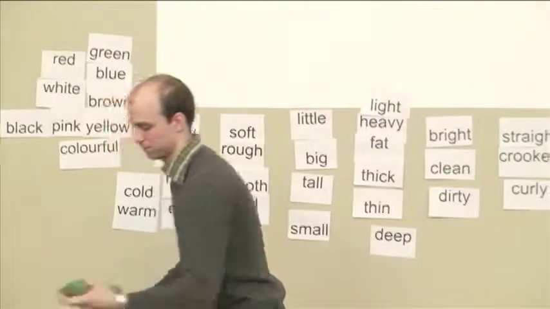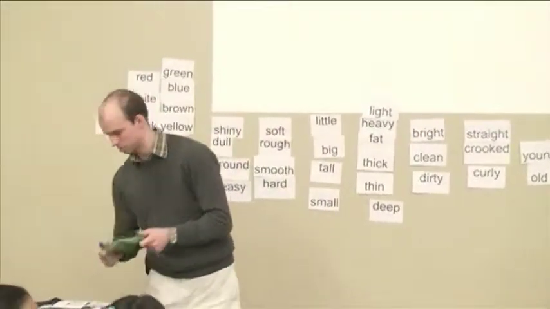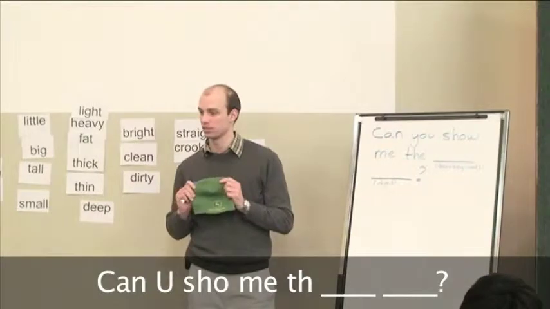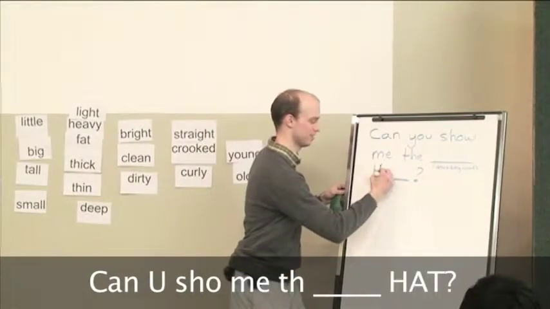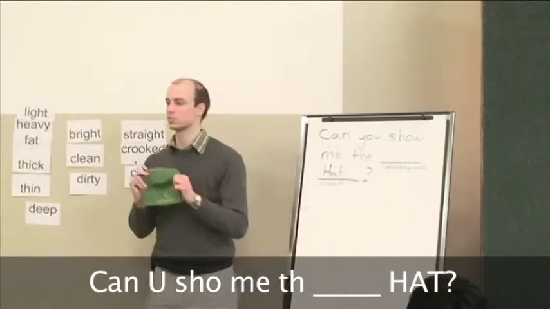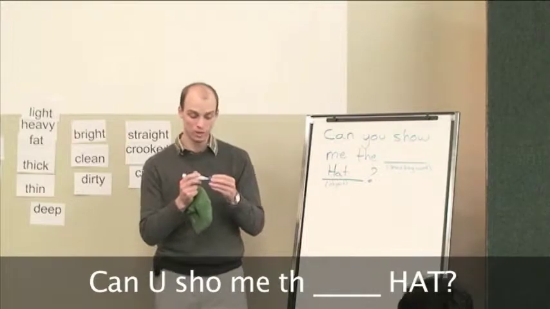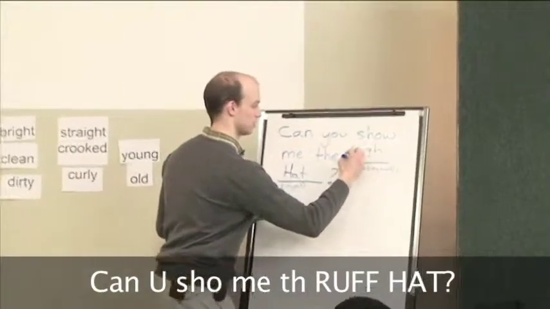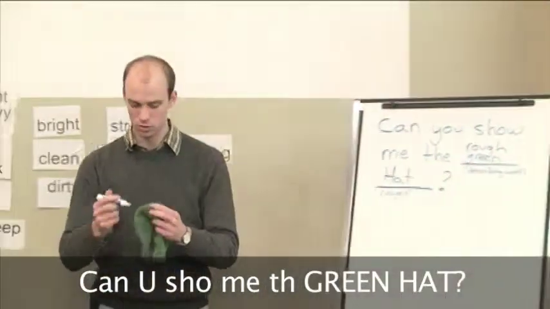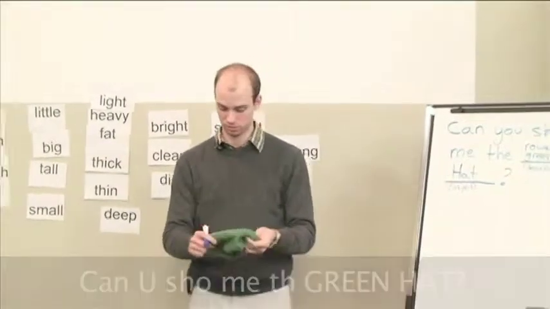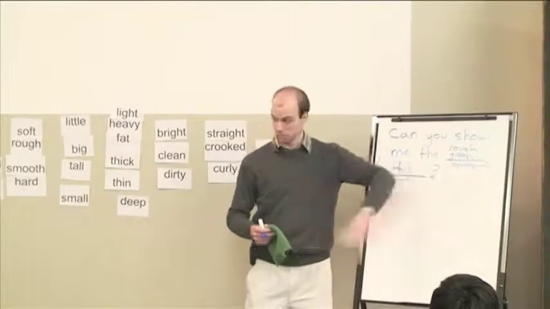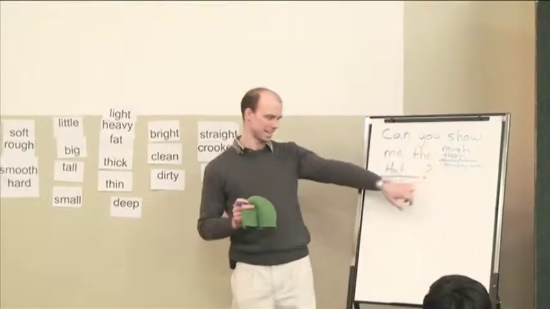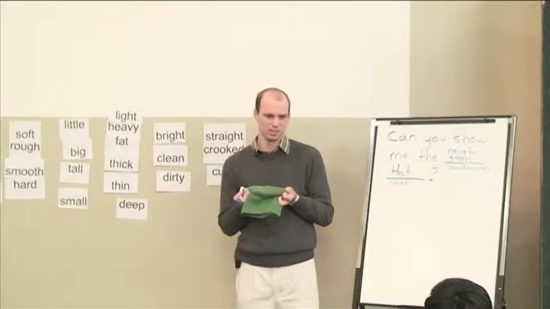So if I had, let's say the hat, how would you fill in these blanks? Can you show me the, not quite, we'll put hat there. What's a describing word for this? Rough. Rough, yeah. You could say rough, or you could say green. Or you could say soft, or you could say, I don't know, clean. You can use whatever describing word from here that fits. I can't really say, can you show me the black hat? Because is this a black hat? No, it's a green hat.